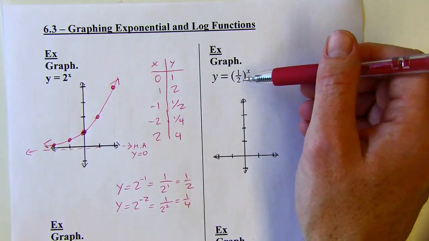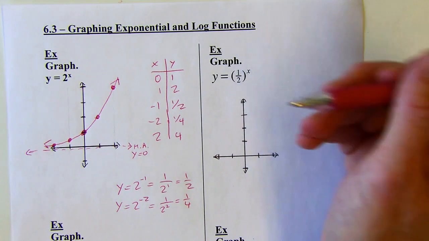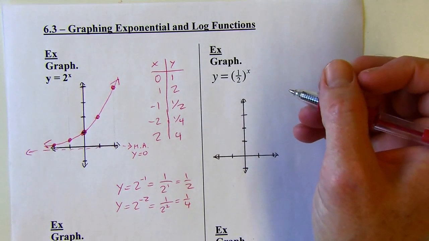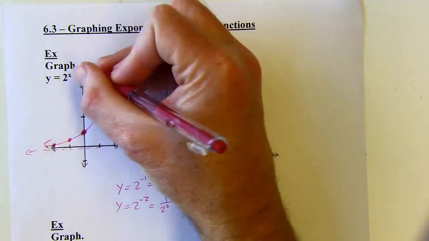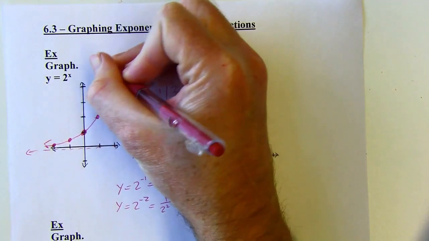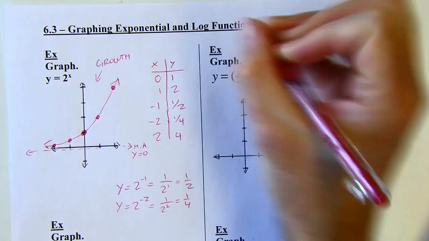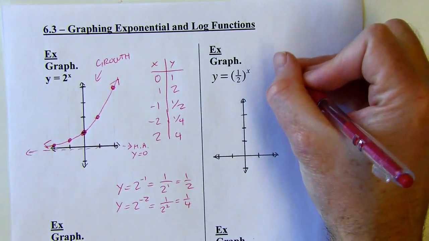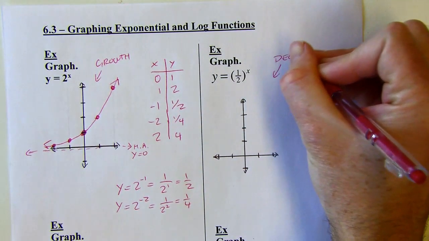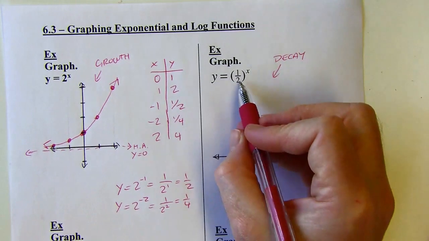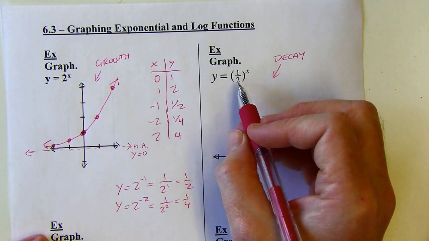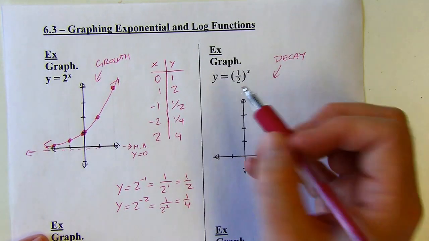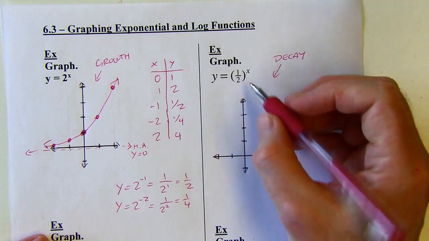If we have a base less than 1, then this is actually going to be decay. This one's a growth curve, and this one is going to decay. And that is because of the base. When my base is less than 1, I'm going to get a decay curve. And we can make an xy table just in the interest of time.